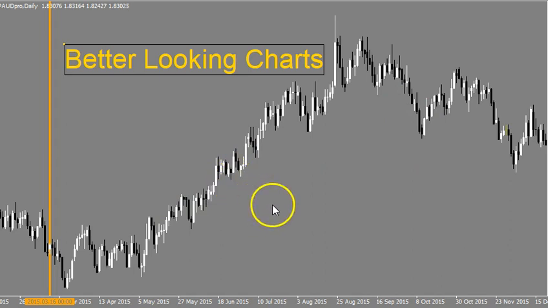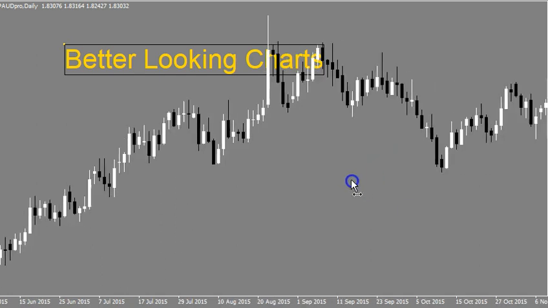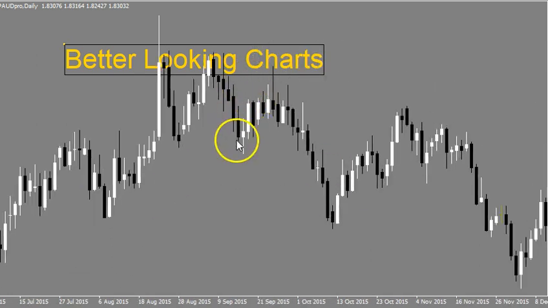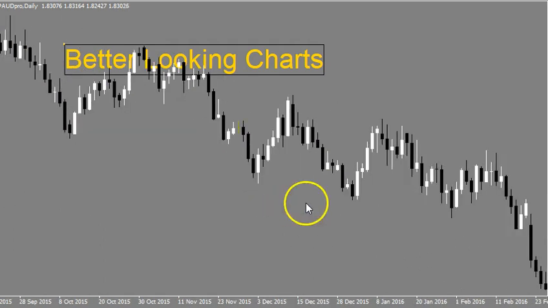I believe this is the British pound Australian dollar, and you can see that actually, let me just zoom in a bit. There you go. So you can see it's pretty easy to see. White for going up, black for going down. Black means bears are in control. White means the buyers or the bulls are in control.